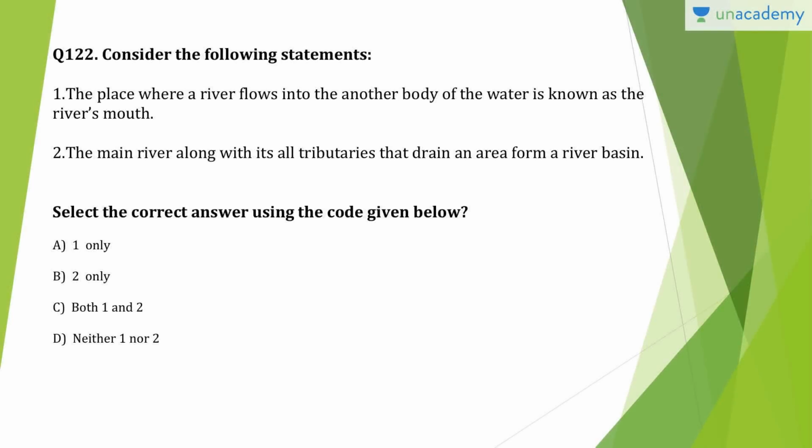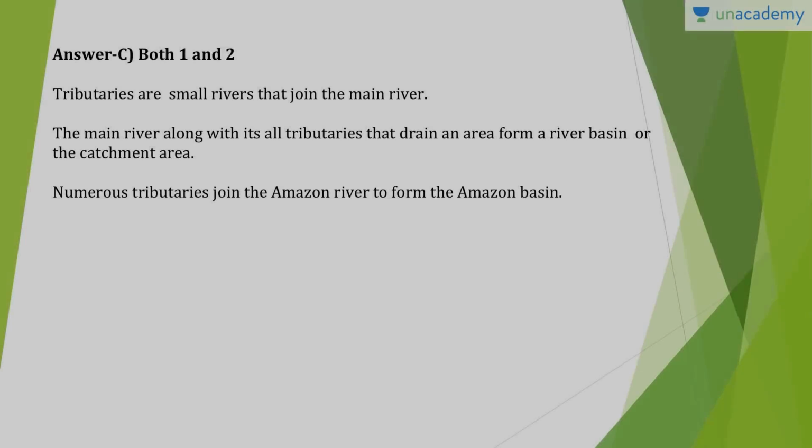Question number 122. Consider the following statements. The place where a river flows into another body of water is known as the river's mouth. Yes, this is correct. The main river along with all its tributaries that drain an area form a river basin. Yes, both the statements are correct. A river basin is like the Ganga, which has a huge basin where it gets its tributaries from. So answer here is C, both 1 and 2.